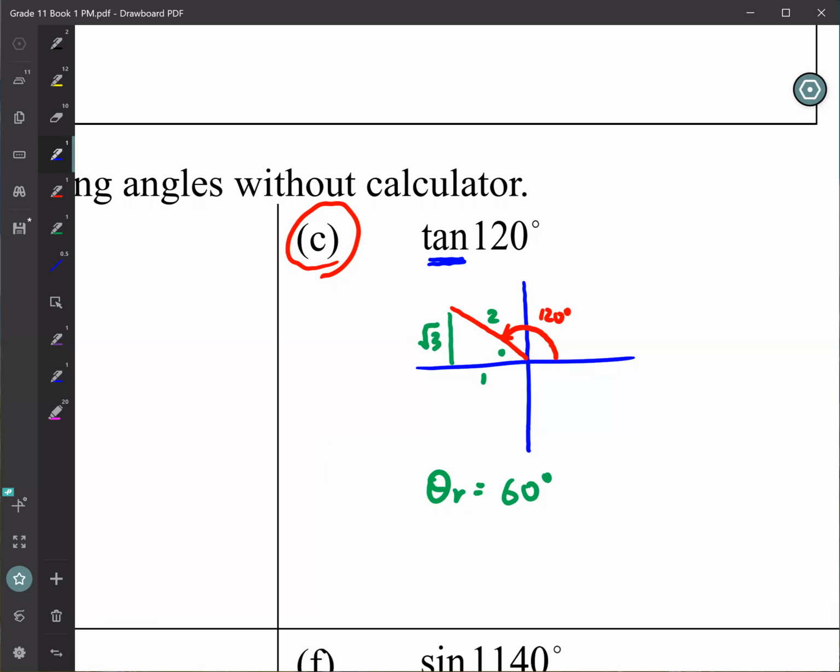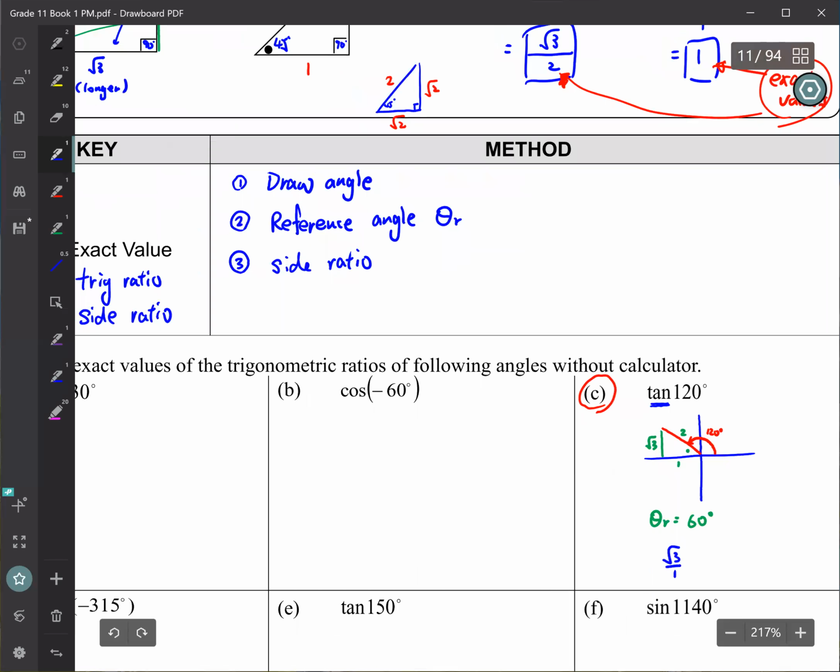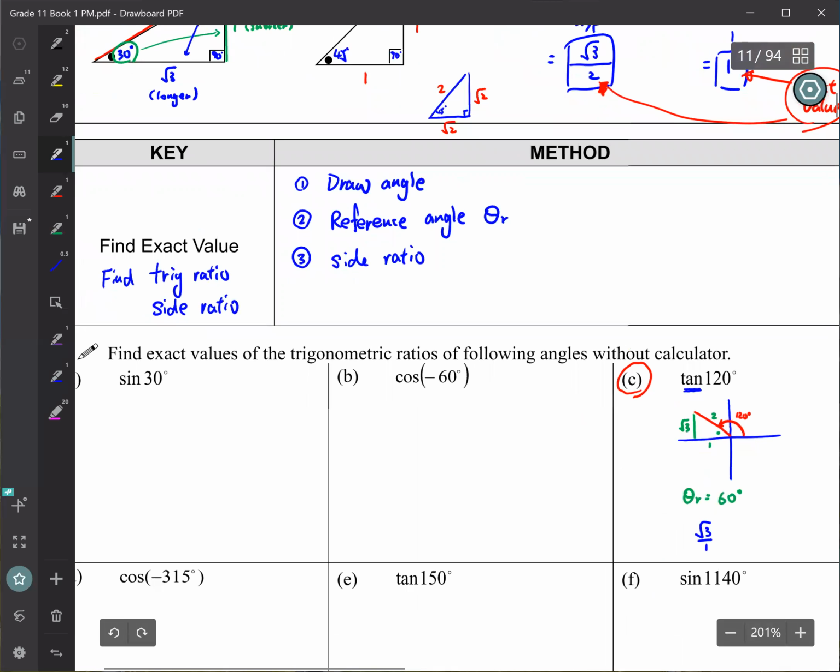Angela? √3 over 1. Yes, very good. Okay, opposite is √3. 1 is adjacent, so √3 over 1, opposite over adjacent. So just write that down, √3 over 1, right? √3 over 1. So now you finish side ratio, right? Now you still have step 4, final step, okay?